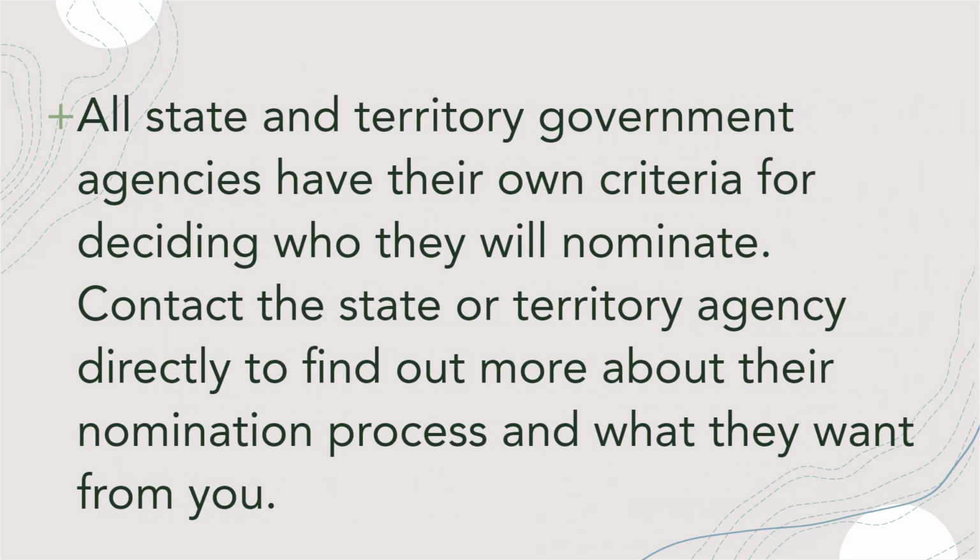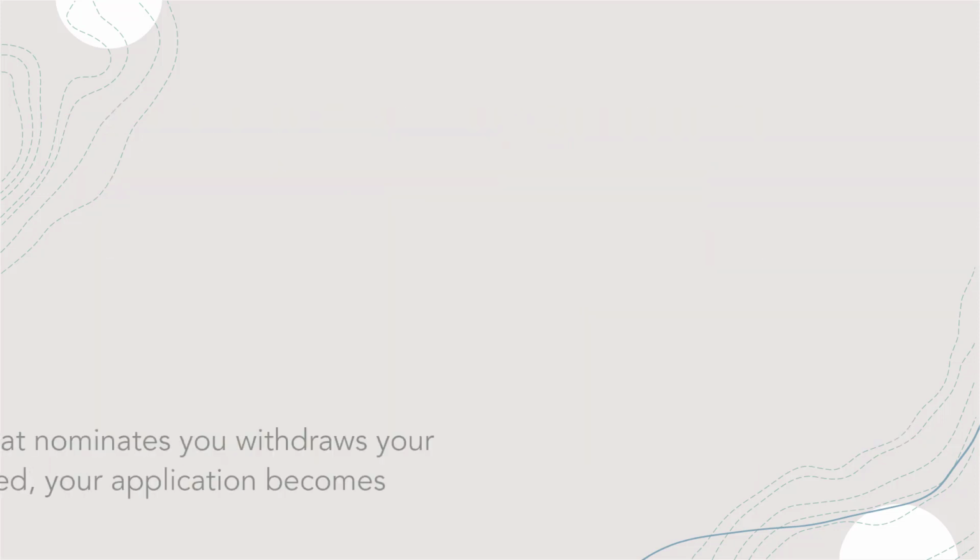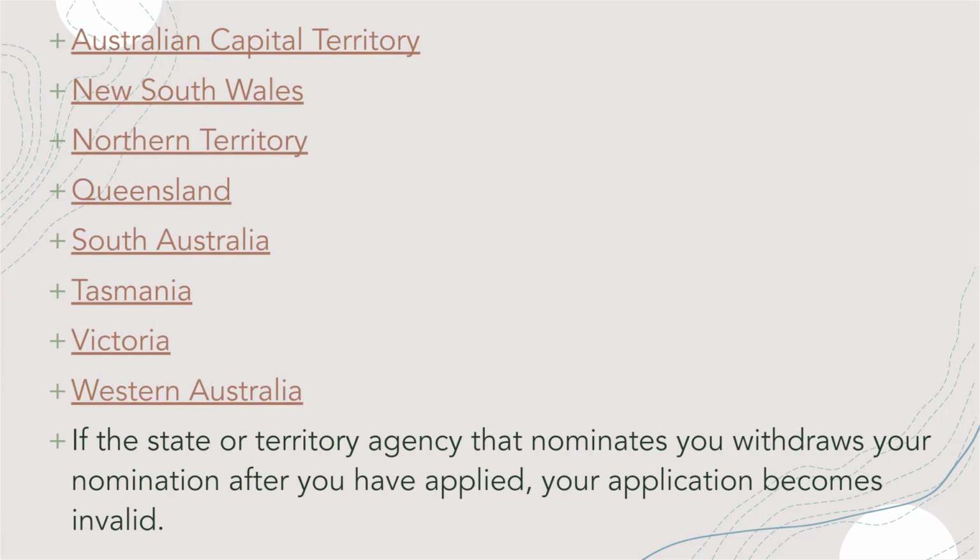All state and territory government agencies have their own criteria for deciding who they will nominate. Contact the state or territory agency directly to find out more about their nomination process and what they want from you. Australian Capital Territory, New South Wales, Northern Territory, Queensland, South Australia, Tasmania, Victoria, Western Australia. If the state or territory agency that nominates you withdraws your nomination after you have applied, your application becomes invalid.